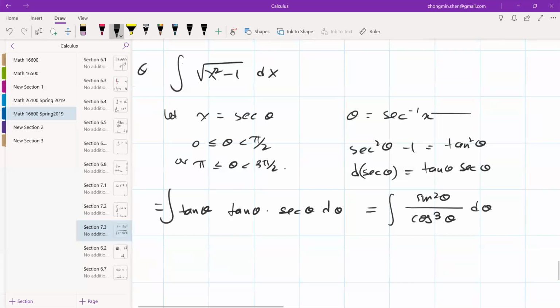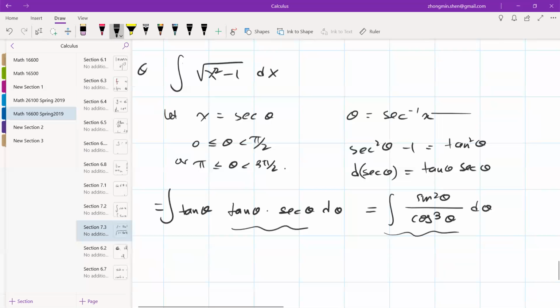So again, the last line. The last one here? Yeah, it should be tangent squared theta. One more, should be tangent squared theta times tangent theta times secant theta.